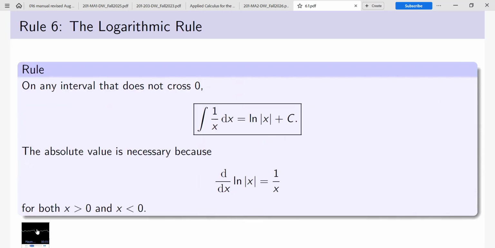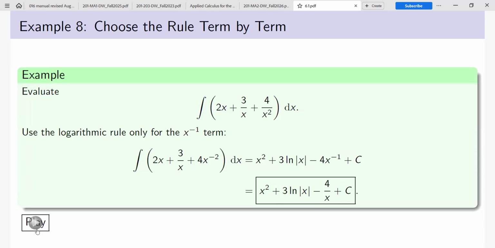The logarithmic rule handles the one exponent excluded from the power rule. The absolute value lets the antiderivative work on intervals to either side of 0. The first and third terms use the power rule. Only 3 over x uses the logarithmic rule. Selecting the rule term by term prevents the special exponent from being overlooked.